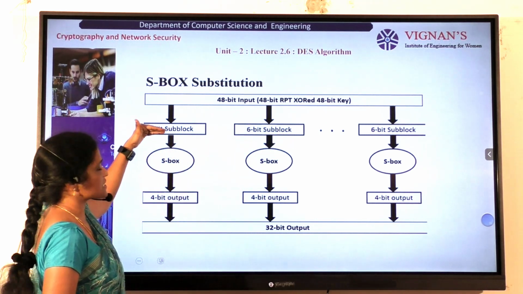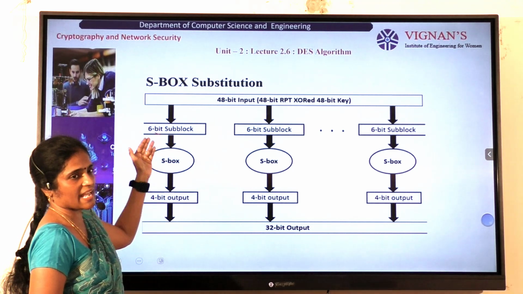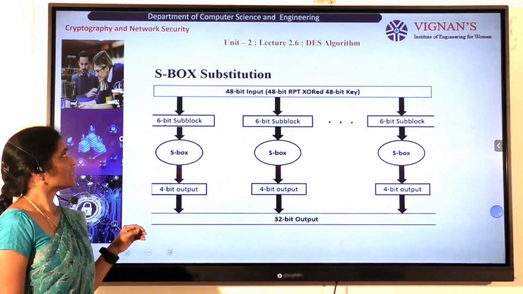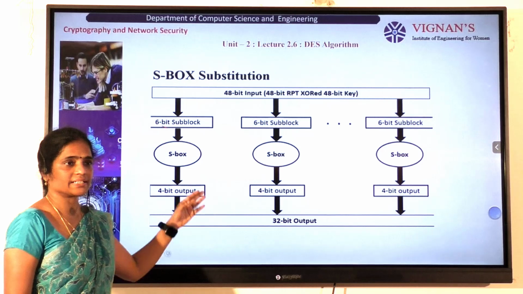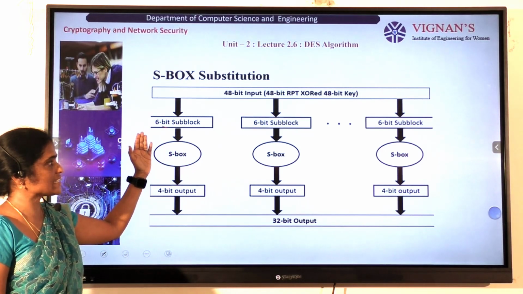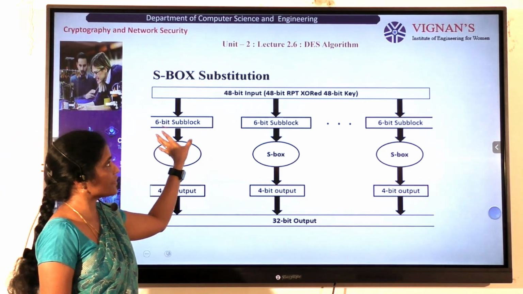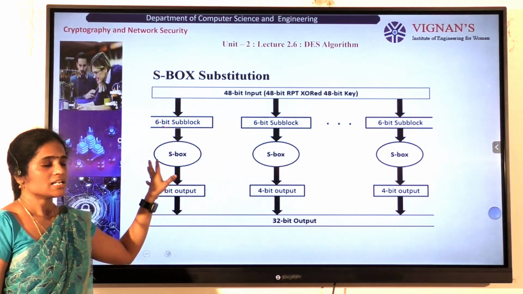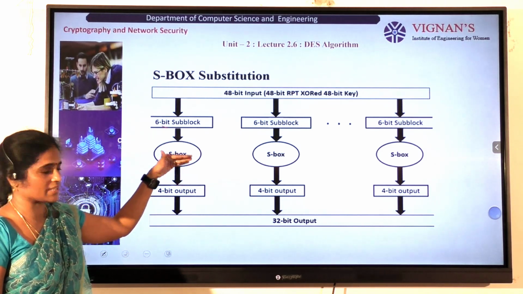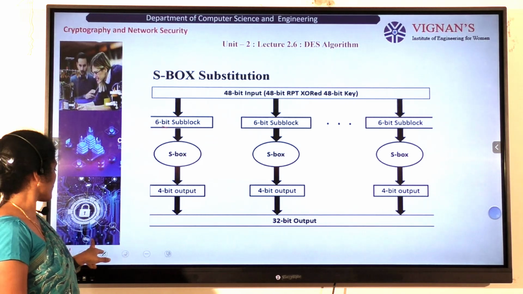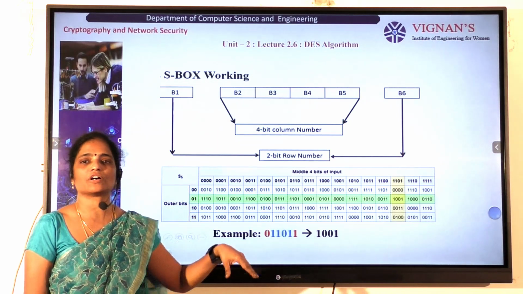Each 6-bit block of subdata is taken as an input to the S-box, and the S-box converts it into a 4-bit block. In S-box substitution, the 48-bit RPT text is divided into 6-bit blocks; totally we get eight 6-bit blocks. These eight 6-bit blocks are given as input to the S-box, and the output of the S-box is 4-bit output. So how is the 6-bit data changed into 4-bit data?